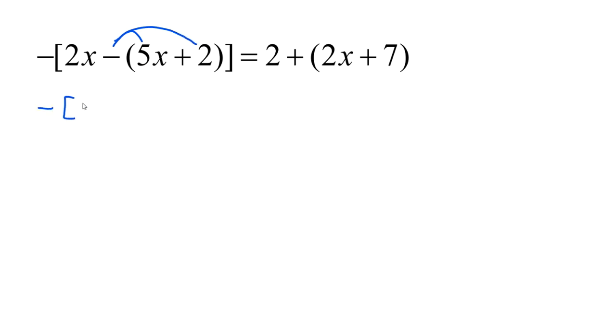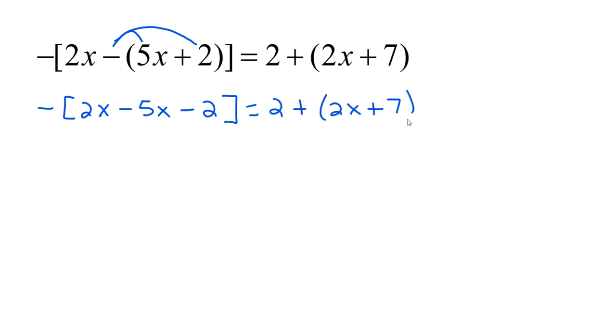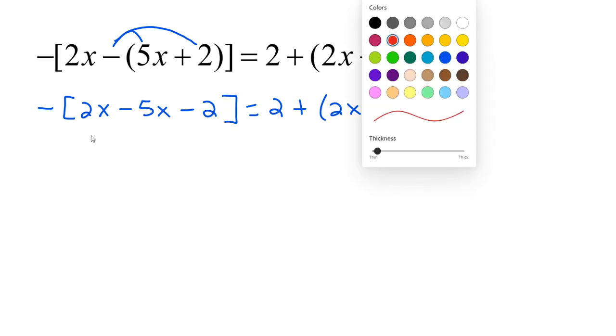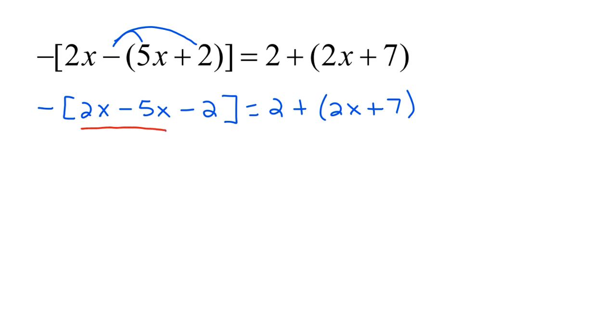Okay, so this is going to stay the same. And then negative 1 times 5x would be a negative 5x. Negative times positive would be a negative 2, equals the rest of this. Okay, so now you can distribute that negative into the brackets or combine like terms. It doesn't matter which one you do first. I'm going to go ahead and combine these two like terms first.